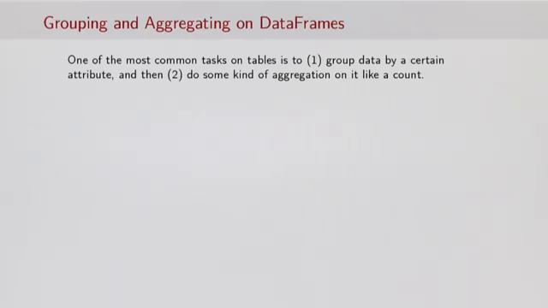There are some special operations for grouping and aggregating, and this is because one of the most common things that you want to do with a table is to group data by some column, by some attribute, and then to do some kind of aggregation on that column or that attribute, like a count. So these things are a pretty common pattern.